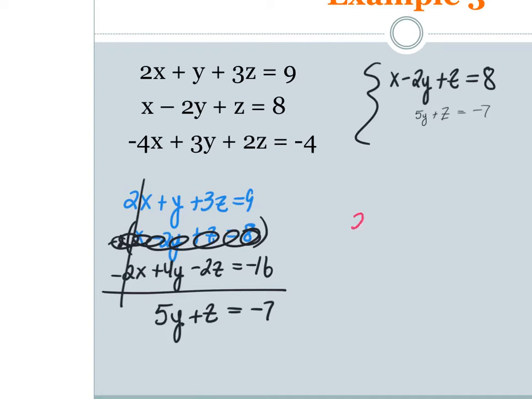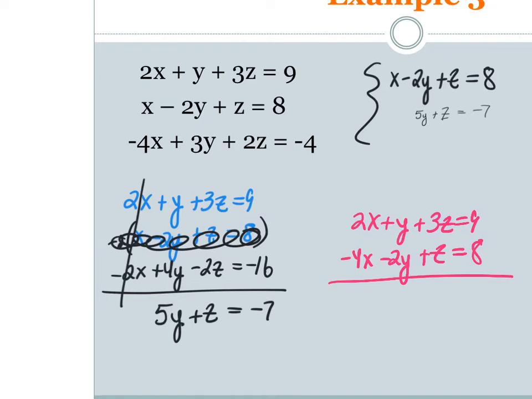I got to first take the first equation and the last equation and eliminate what? The x's. Okay, let's eliminate x's. I'm going to multiply the top by what? Positive 2. Okay, so I'm going to have 4x.